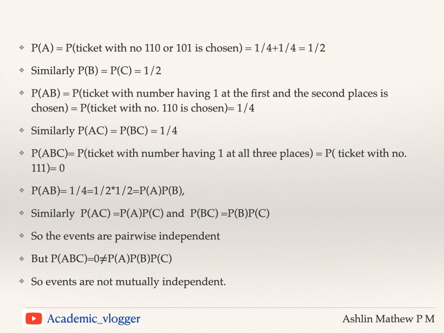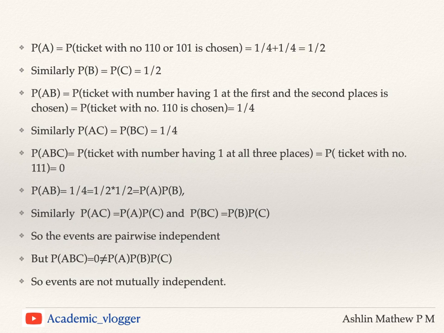Now, we can write the probability of A intersection B as 1 by 4, which is 1 by 2 times 1 by 2, which can be written as the probability of A times the probability of B. Similarly, we get the probability of A intersection C as the probability of A times the probability of C, which is also 1 by 4, and the probability of B intersection C as the probability of B times the probability of C, which is also 1 by 4. So here we can see that the events are pairwise independent, but the probability of A intersection B intersection C has the value 0. That means it is not equal to the probability of A times the probability of B times the probability of C.